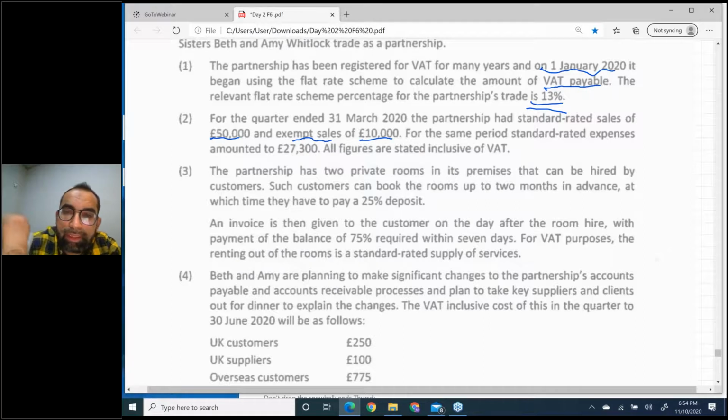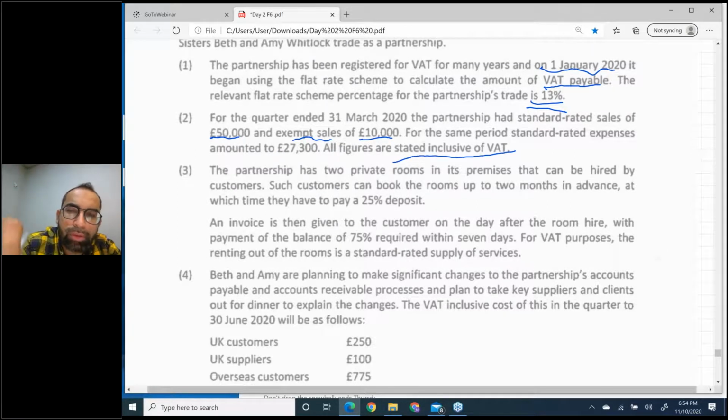For the same period, standard rated expenses amounted to 27,300. All figures are, thank God, inclusive of VAT. This is an easy thing. Thank God these figures are inclusive of VAT, so we don't need to work any extra thing. Otherwise, sometimes they give you exclusive numbers, but for flat rate scheme, you have to use inclusive numbers in the flat rate formula.